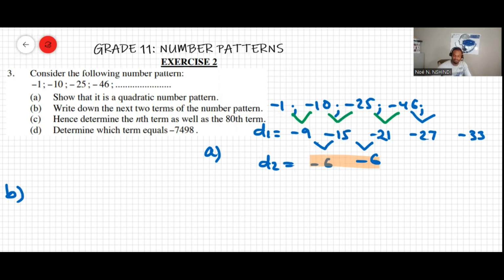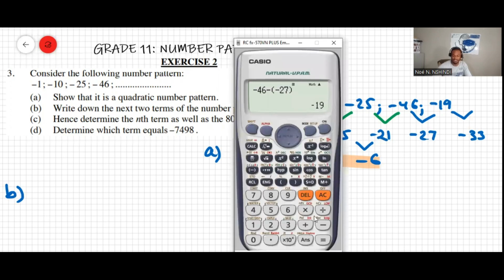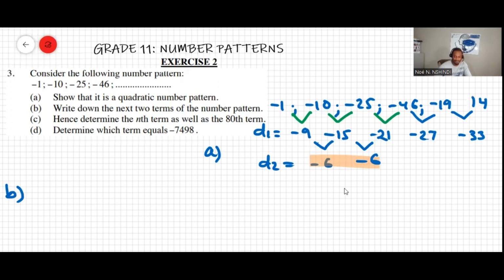Over there it's -19. You may wonder why it was decreasing and then starts increasing. Yes, that's obvious because a quadratic pattern has the form of a parabola. A parabola sometimes increases and then decreases, or sometimes decreases and then increases. And then there we'll do -19 minus -33, which makes +14.